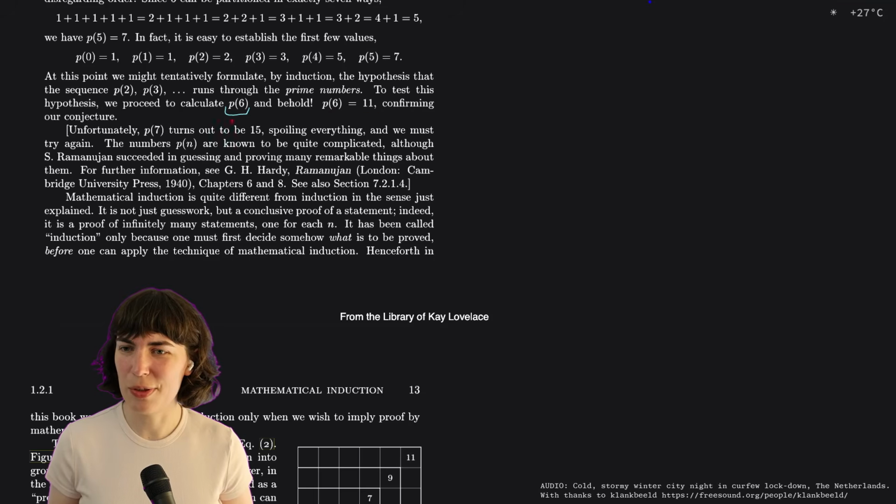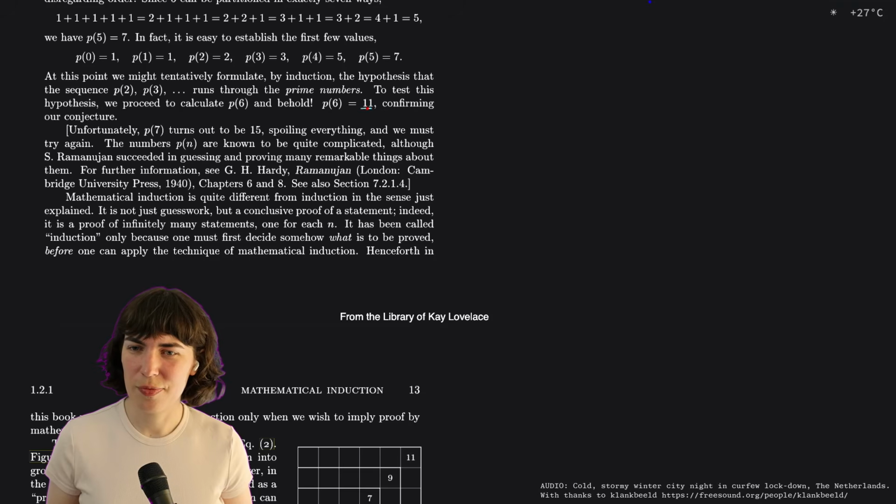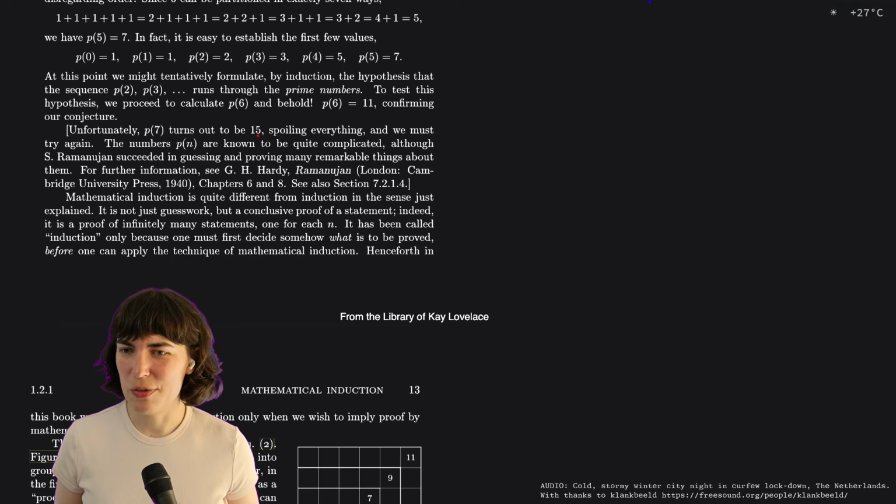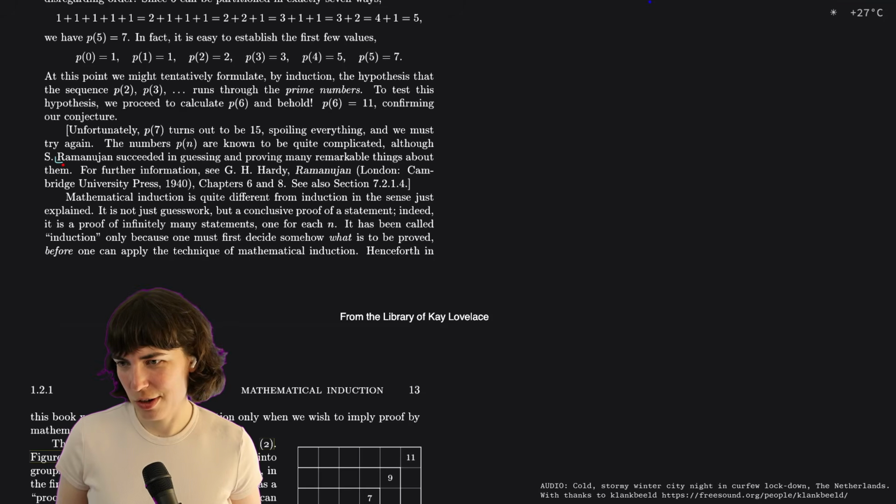I suppose he's making the point that this is like the scientific meaning of the term induction, in that we've got some empirical data that suggests that this is like the prime numbers. Unfortunately, P7 turns out to be 15, spoiling everything, and we must try again. The numbers Pn are known to be quite complicated, although I should learn to pronounce this name, it's going to come up a lot.